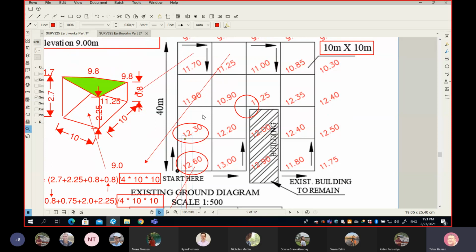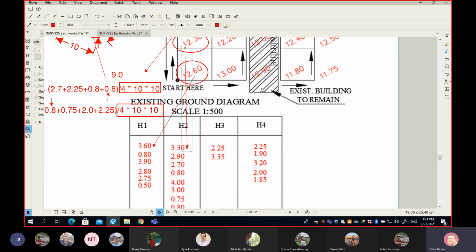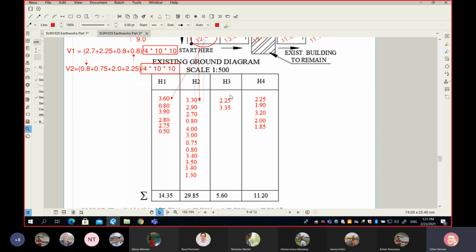And what I do is I keep proceeding. I go to the next one until I go to the northwest corner and then turn to the east and then go to 9.8 and I go south. And I go in a zigzag way until I finish all the numbers on my plan view. By that time, you will see your table is full.